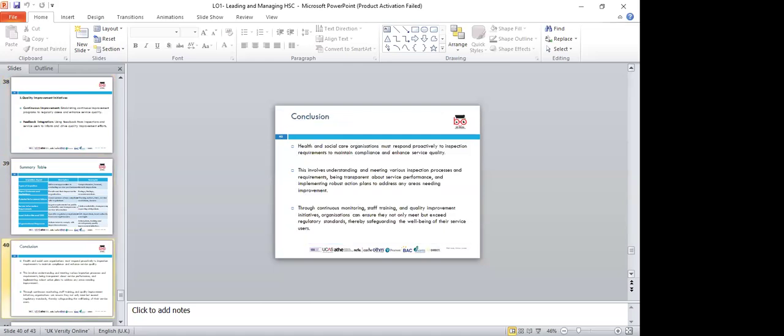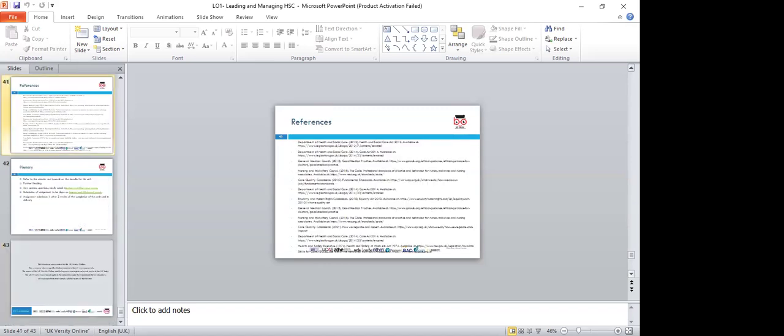Conclusion: health and social care organizations must respond proactively to inspection requirements to maintain compliance and enhance service quality. This involves understanding and meeting various inspection processes and requirements, being transparent about service performance, and implementing robust action. Through continuous monitoring, staff training, and quality improvement initiatives, organizations can ensure they not only meet but exceed regulatory standards, thereby safeguarding the well-being of their service users. Very, very important.